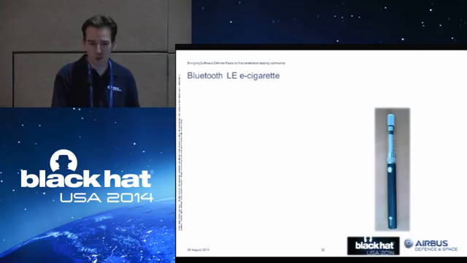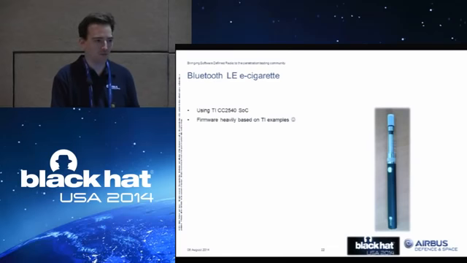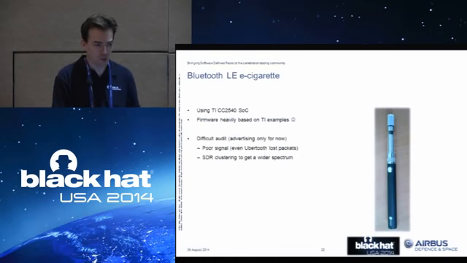We also studied a Bluetooth Low Energy electronic cigarette. This one is from a French company, so as French people, we felt compelled to analyze it. It uses a Texas Instruments system on chip. The firmware is really heavily based on TI examples. I think 80%, if not 90%, of the code is taken from TI examples for sending the packets and over-the-air firmware upgrades. So it's pretty easy to understand. Still, it was really difficult to audit.